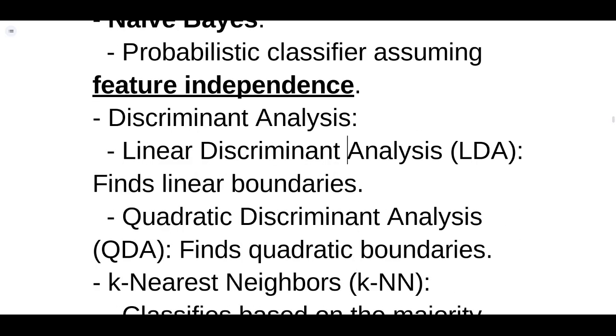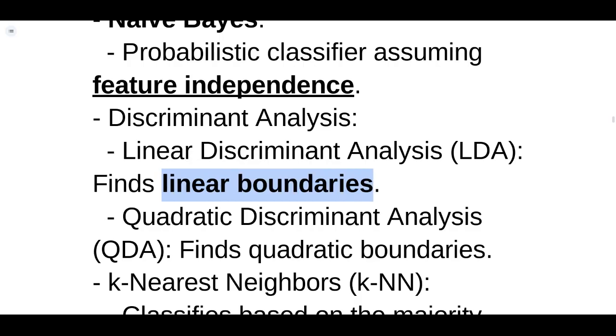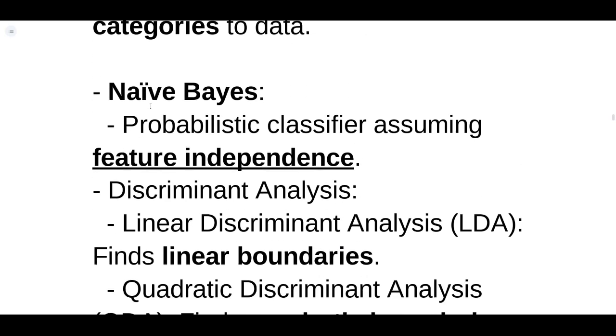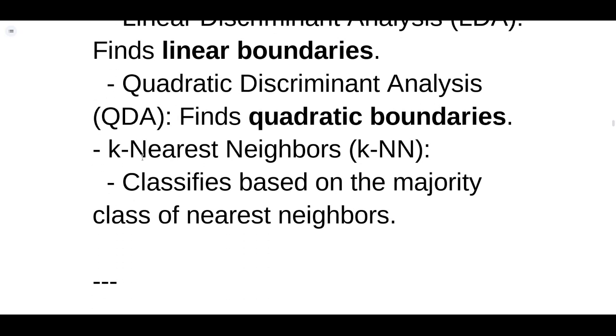Discriminant analysis: linear discriminant analysis finds linear boundaries. Quadratic discriminant analysis finds quadratic boundaries. K nearest neighbors classifies based on the majority class of nearest neighbors.